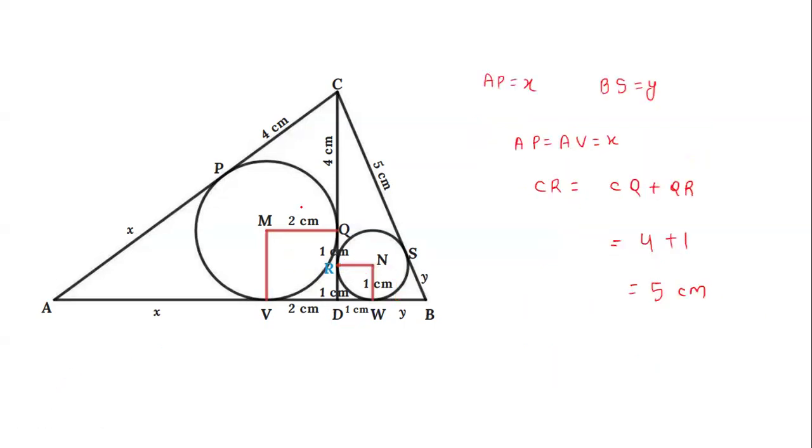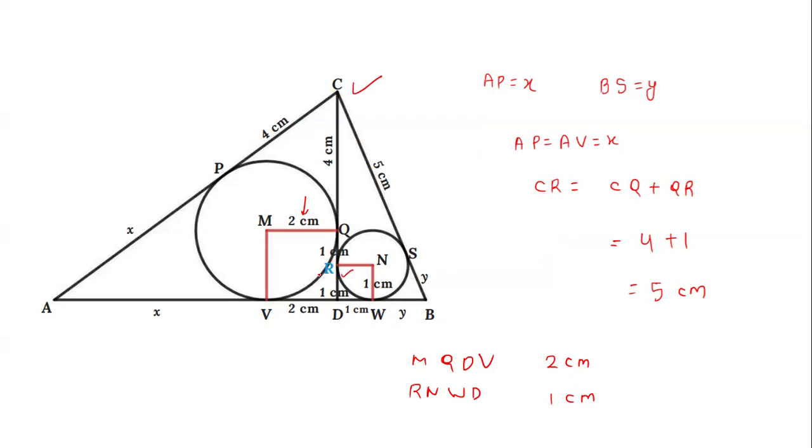So now we know this square MQDV has a side length of 2 centimeters, and this square RWD has a side length of 1 centimeter. Now, what is the distance between the point C and the point R? How can we calculate this?